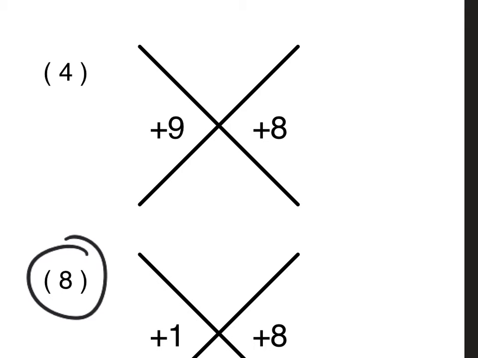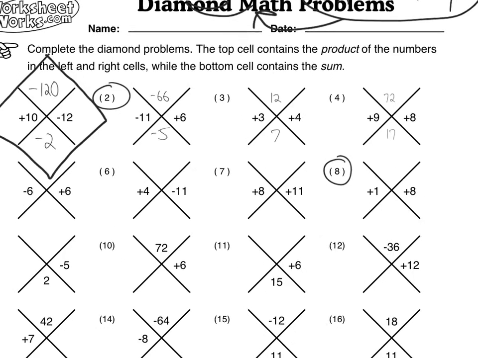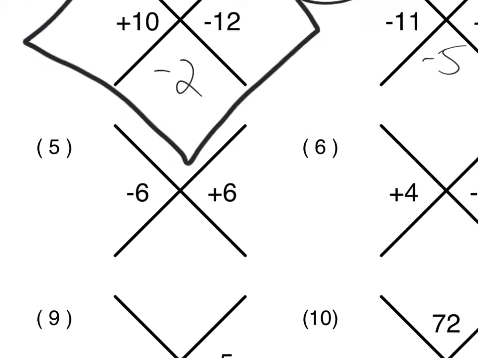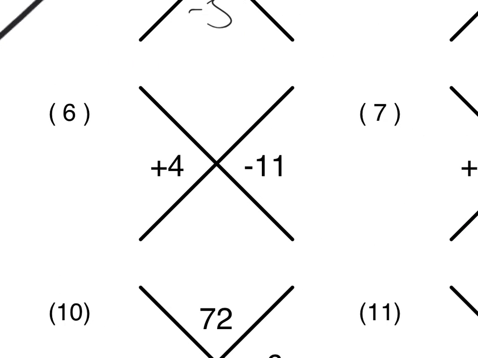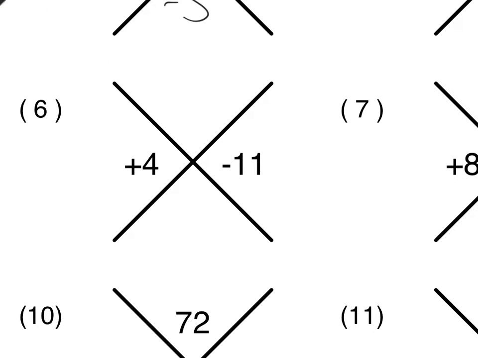What's 9 times 8? That's going to go on top. That's 72. And what's 9 plus 8? That's 17. All right, then we have number 5. We have negative 6 times 6 is negative 36. It's kind of hard to read there, but it'll work. And what's negative 6 plus 6? That's going to be 0. How about 4 times negative 11? That's negative 44. And 4 plus negative 11? Negative 7.